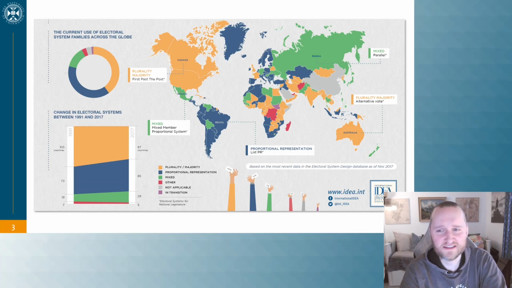So it's a very easy system, and it does, weirdly, if you look at the map here, or maybe not so weirdly, overlap with the British Empire. You see most of North America here, you see India, large parts of Africa, and Australia all use some variety of the majoritarian system. And of course, this is because Britain, as a colonial power during the times of the British Empire, exported its own political system to its colonies.